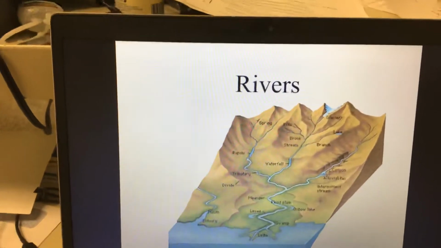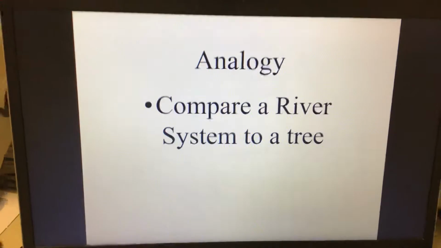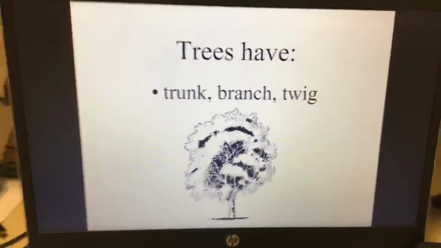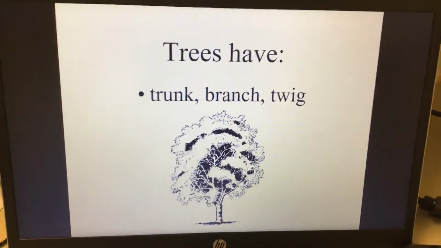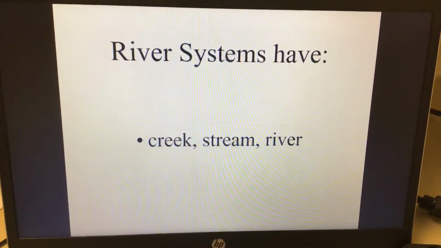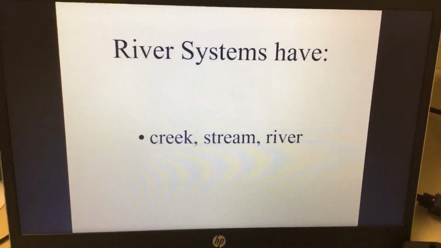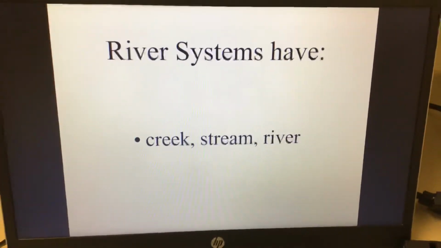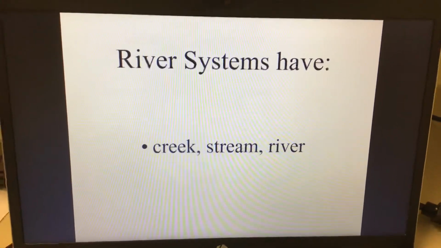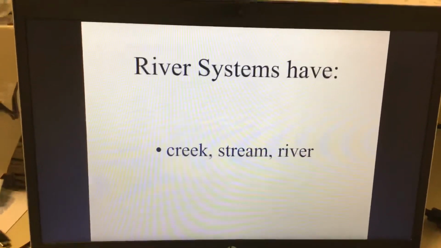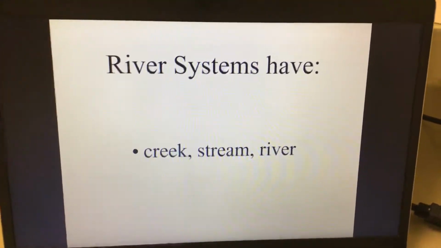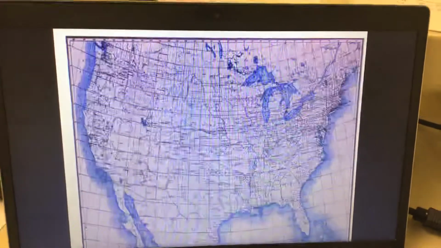Okay, yesterday we started rivers and we compared a river system to a tree. Trees have a trunk, branches, and twigs. Rivers have creeks, streams, and rivers. So the trunk of the tree would be like the big river, like the Missouri River. The smaller branches would be the smaller rivers that feed into it, like the Big Sioux. And then the little twigs would be like the creeks and streams like Skunk Creek. So that's how we're comparing to that.